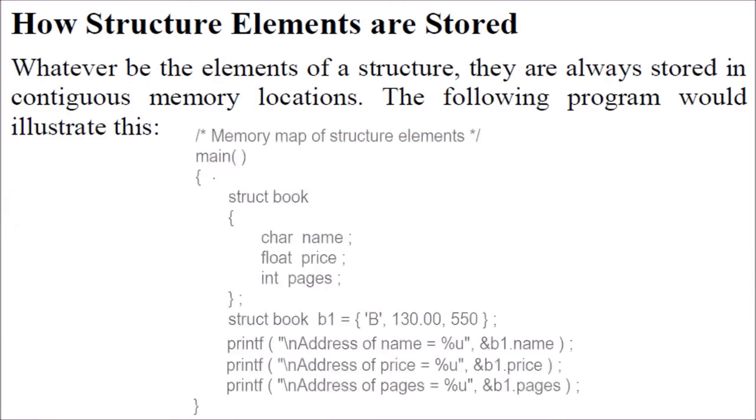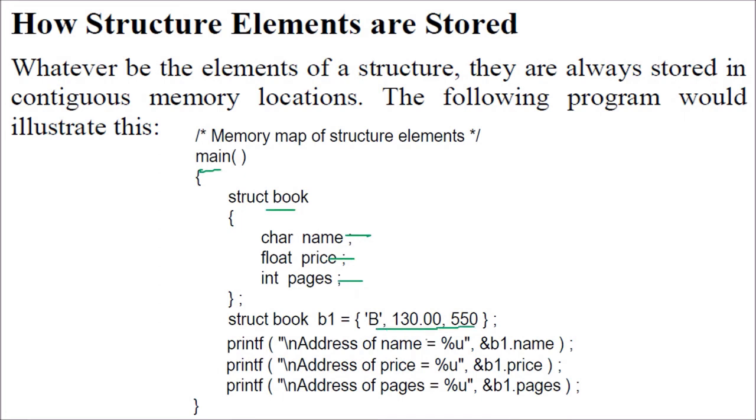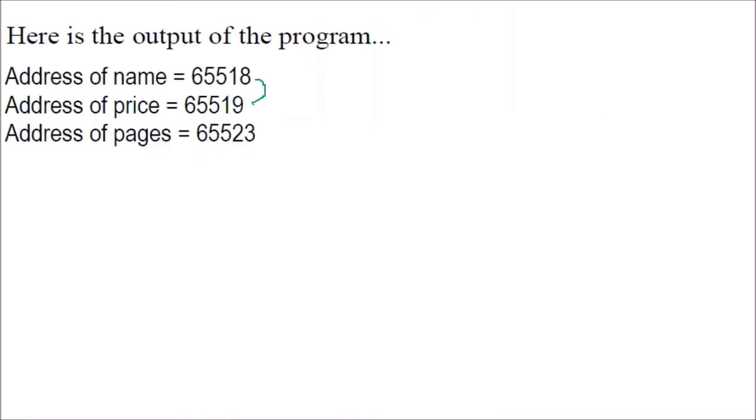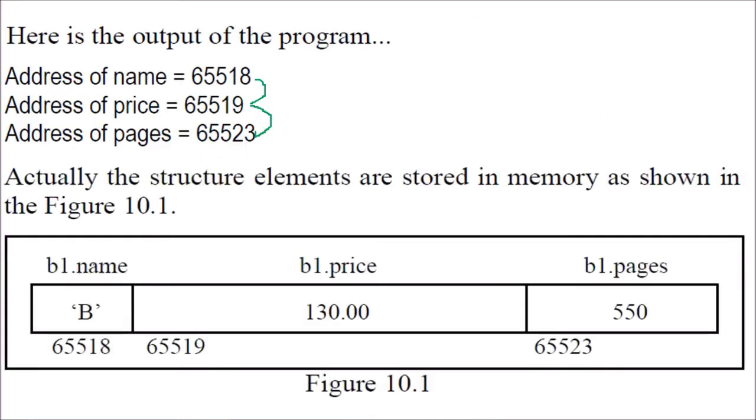So how are structure elements stored? They are stored in contiguous memory, the way arrays are stored. So we have main here. This is structure book with name, price, and pages. We have initialized it now. And when you want to print name, price, and pages, you see that if some address is there, the next one will be +1 and the next one will be +4. B1 dot name you can access, B1 dot price you can access the price, and B1 dot pages you can access the pages.